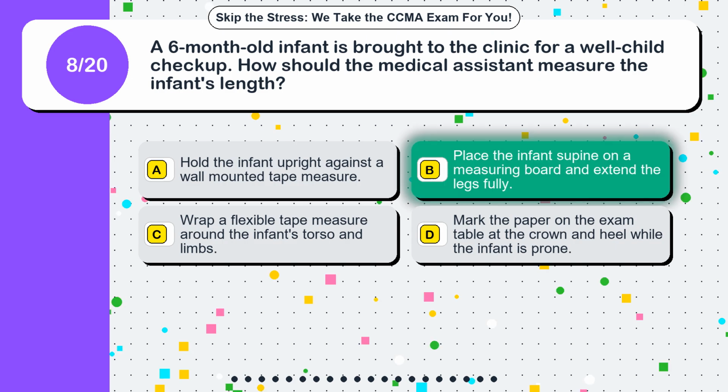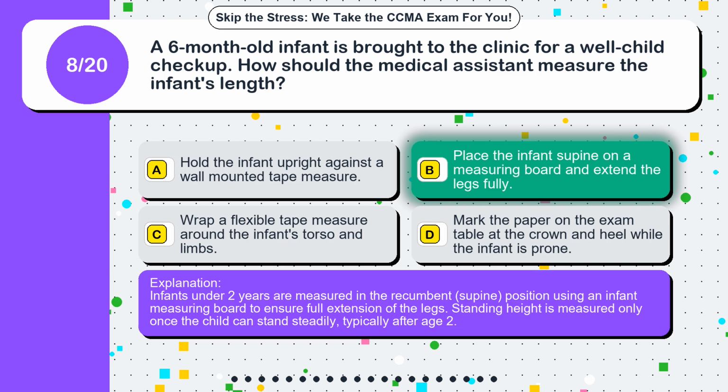The correct answer is option B. Place the infant supine on a measuring board and extend the legs fully. Infants under 2 years are measured in the recumbent, supine, position using an infant measuring board to ensure full extension of the legs. Standing height is measured only once the child can stand steadily, typically after age 2.